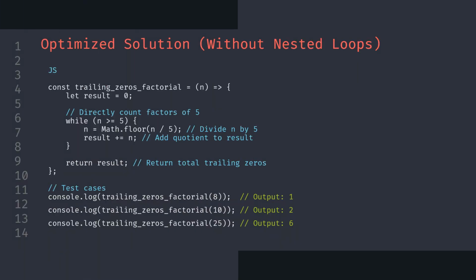This optimized solution eliminates the inner loop by directly dividing n by 5 and summing the quotients. This approach significantly improves efficiency, especially for large values of n.